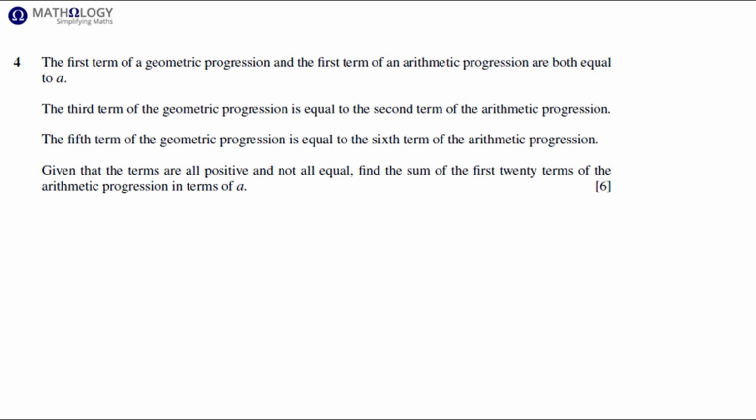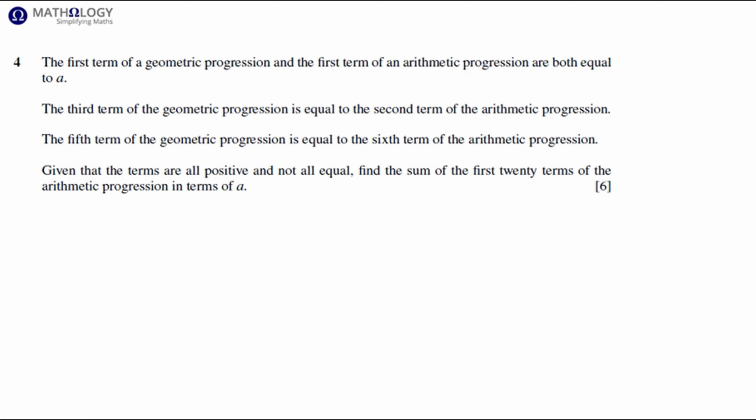The first term of a geometric progression and the first term of an arithmetic progression are both equal to a. The third term of the geometric progression is equal to the second term of the arithmetic progression, and the fifth term of the geometric progression is equal to the sixth term of the arithmetic progression. Given that the terms are all positive and not all equal, find the sum of the first 20 terms of the arithmetic progression in terms of a.